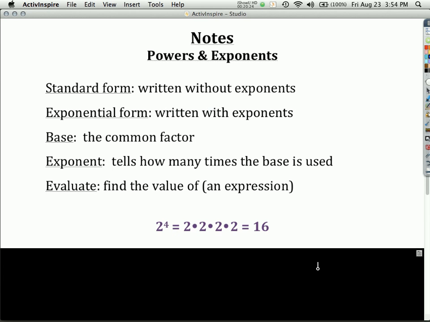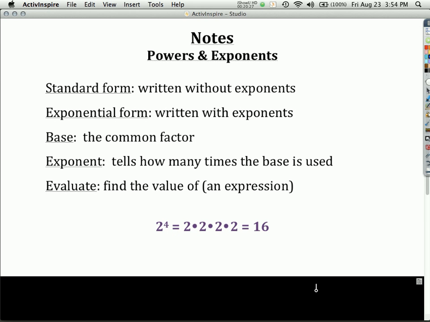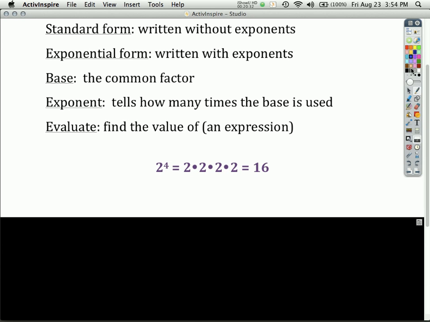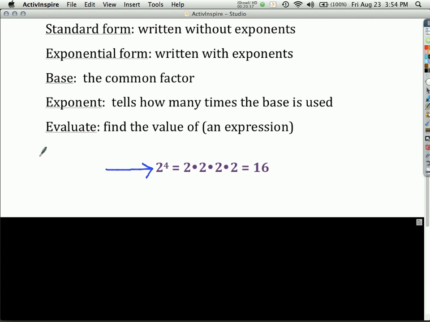So let's look at what this is going to look like to you. This is exponential form. That's exponential. It's written with exponents. This here is standard form. It's written as a product. Standard form, no exponents, it's written as a product.